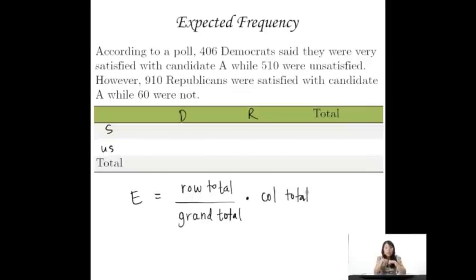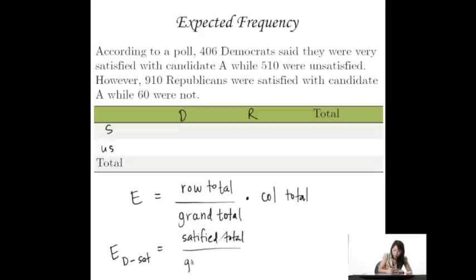So that's the general formula, but I want to show you this in a more specific way. So let's talk about the expected value of Democrats who are satisfied, right? So that would be the satisfied total over the grand total, right? So this gives us the rate of being satisfied, just in general, what proportion of the entire data set is satisfied. And then I'm going to multiply that by however many Democrats I have. So Democrat total.